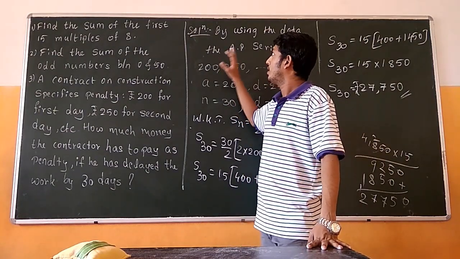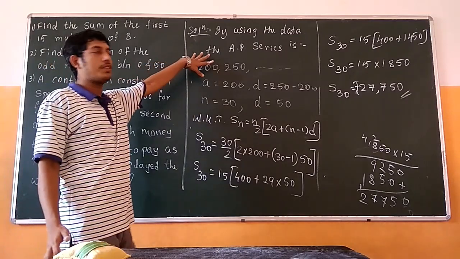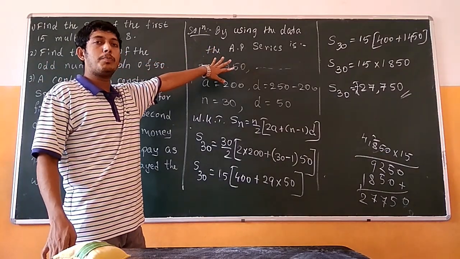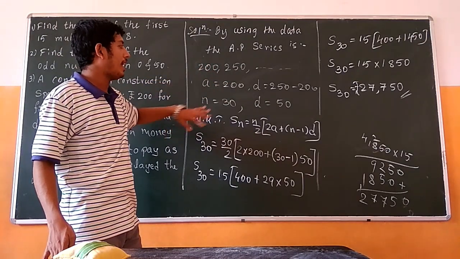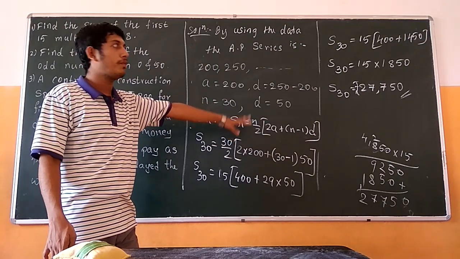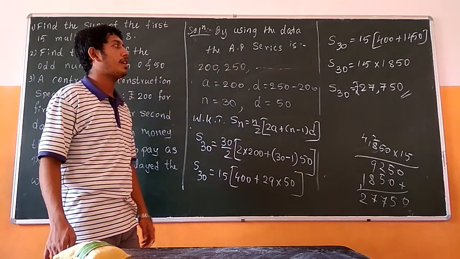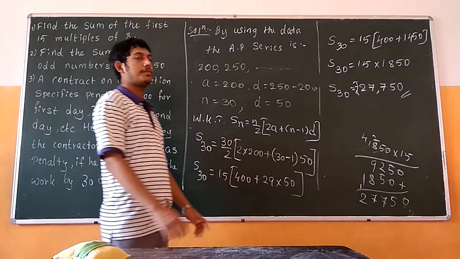So here the formulas are here. First, by using the data, we have to write the arithmetic progression series, and by using that series, we have to find the values of a and the common difference d. And by using the value of n and the formula, we substitute, and finally we get the answer as 27,750. Thank you.